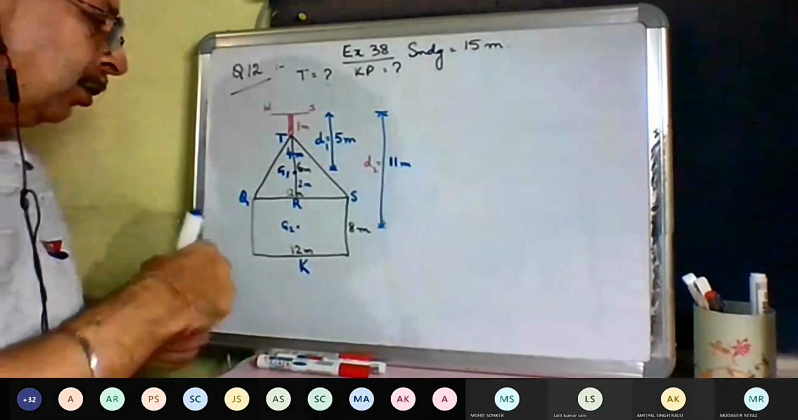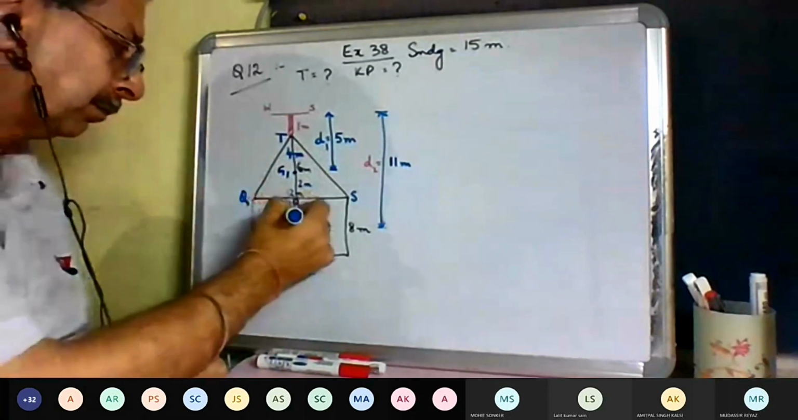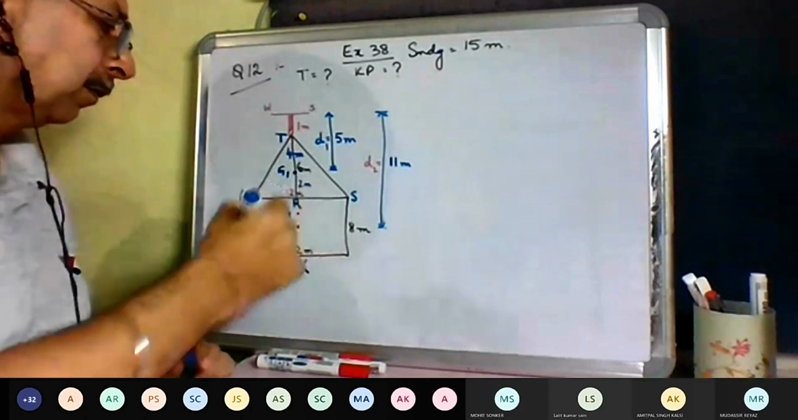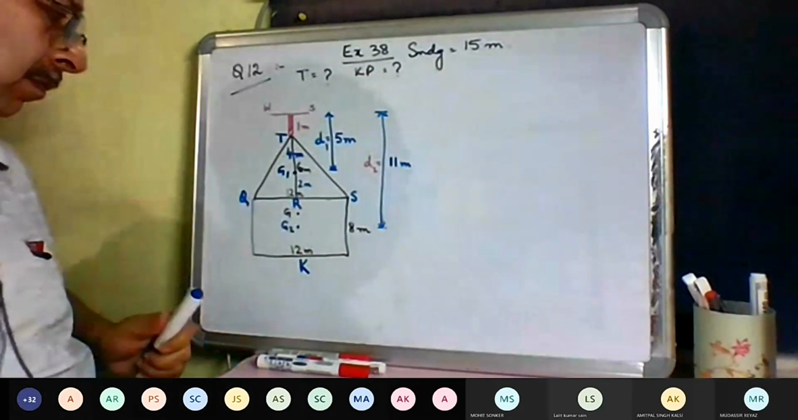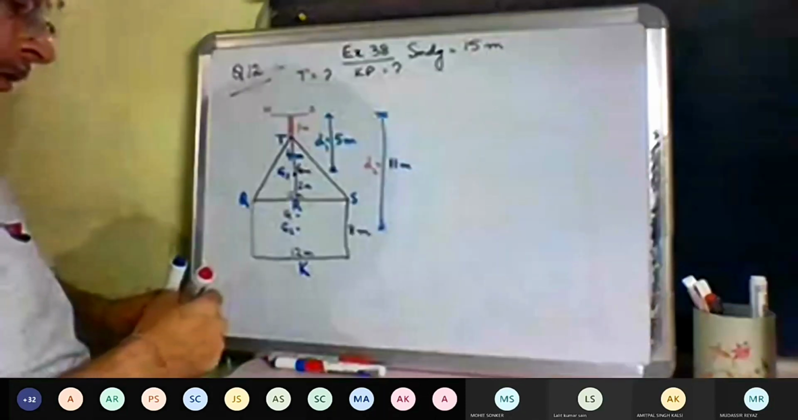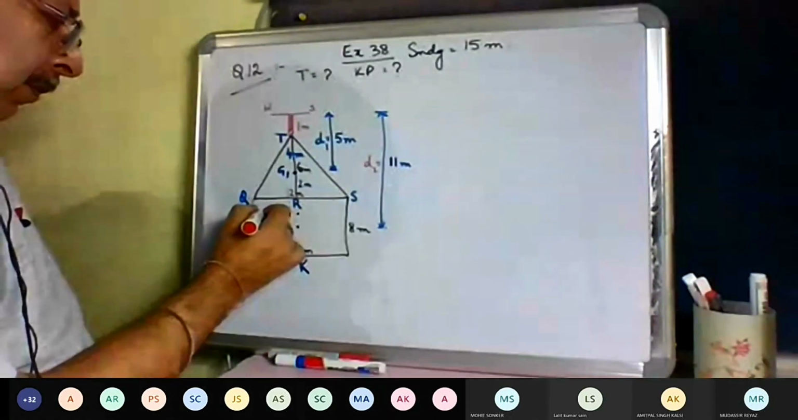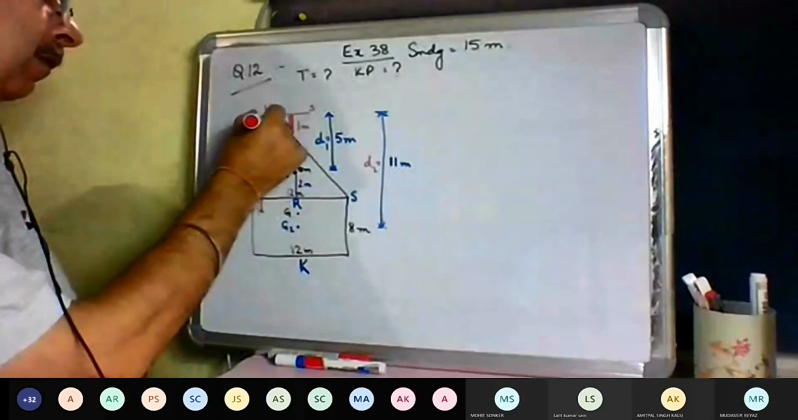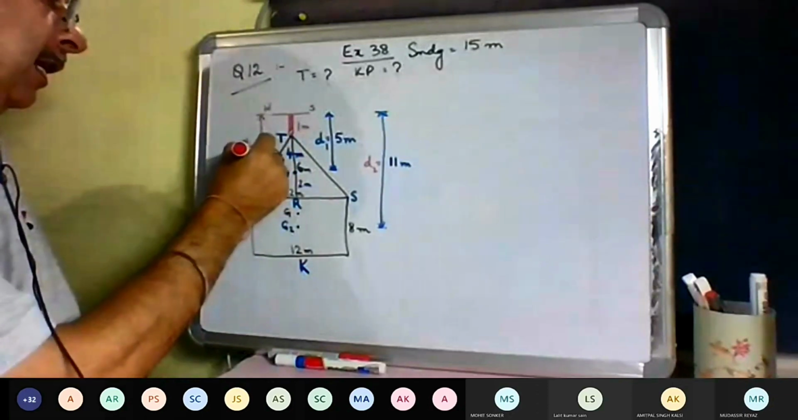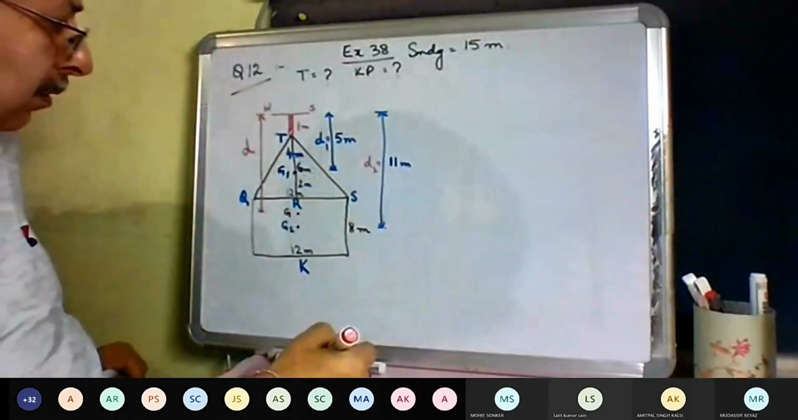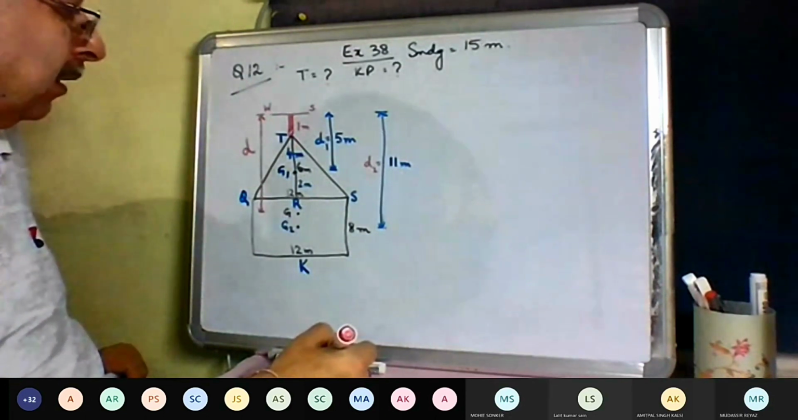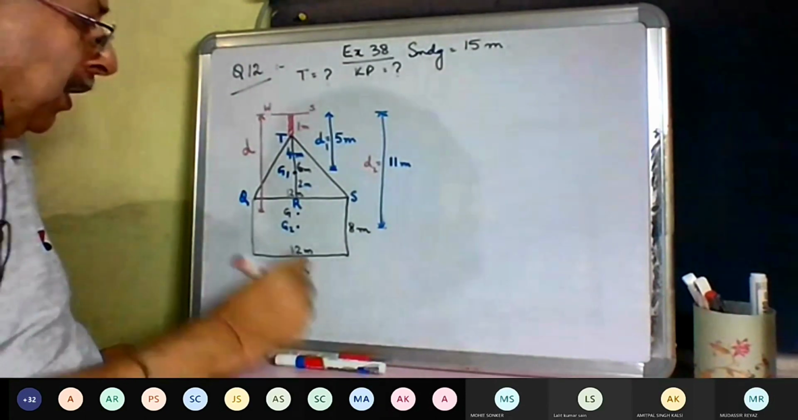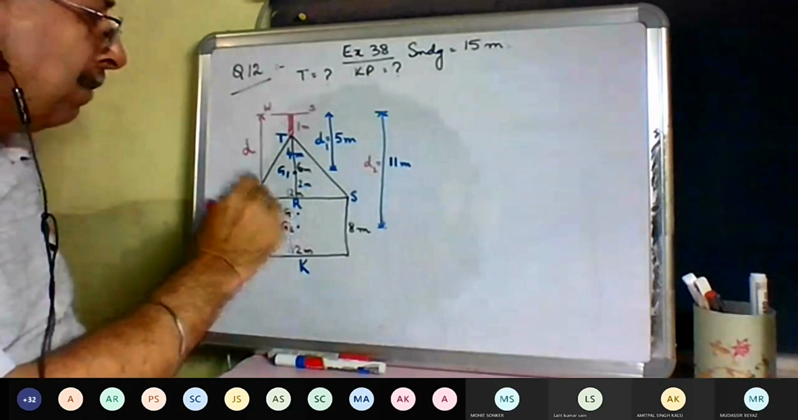Let the geometric center of the combined shape be at a point somewhere here, calling it as G. Then by definition, G to water surface is known as D, which is what we have to find of the combined shape. G is the geometric center of the combined shape.